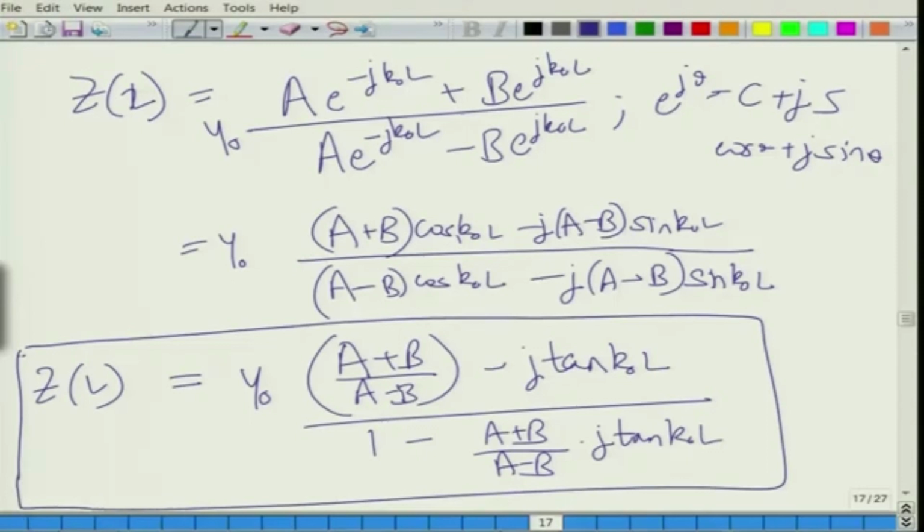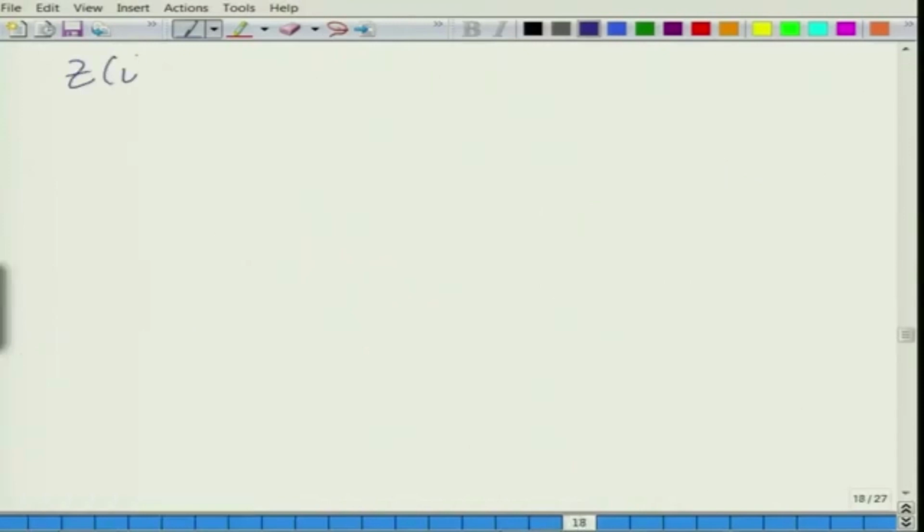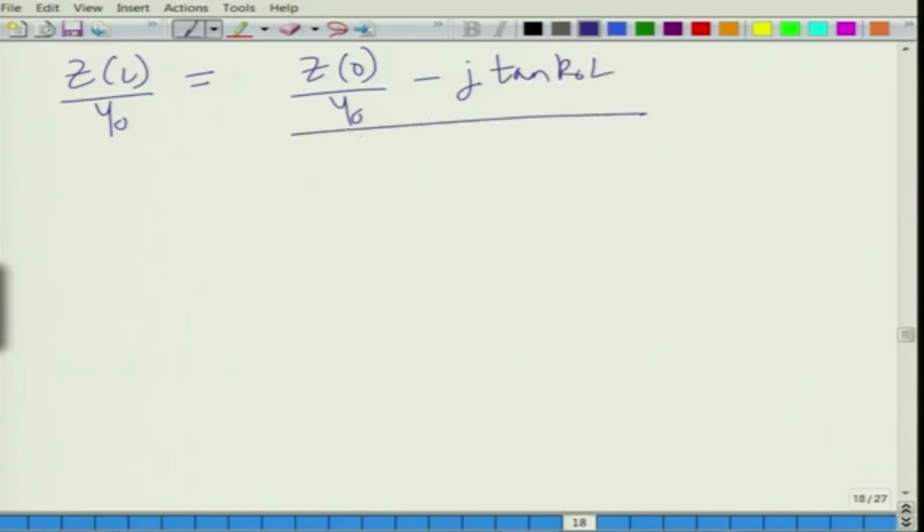So, this is the general expression for impedance at a section L, which relates the progressive wave variables A and B amplitudes and the wave number k naught with the length L and the impedance at this point. So, we can actually non-dimensionalize it and write this as Z L divided by y naught is equal to Z naught at Z is equal to 0 divided by y naught minus j tan k naught L times 1 minus j times Z naught divided by y naught tan k naught L.